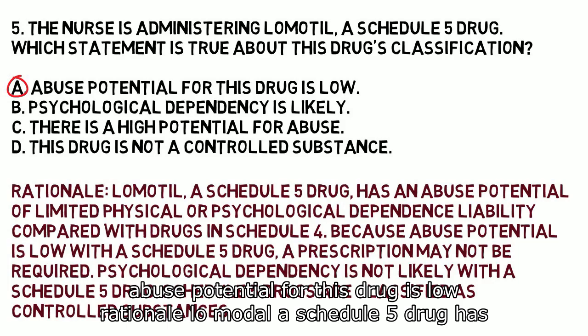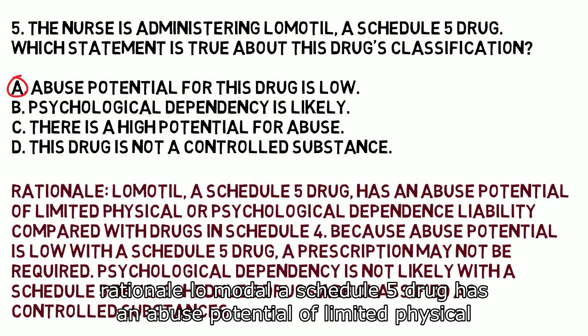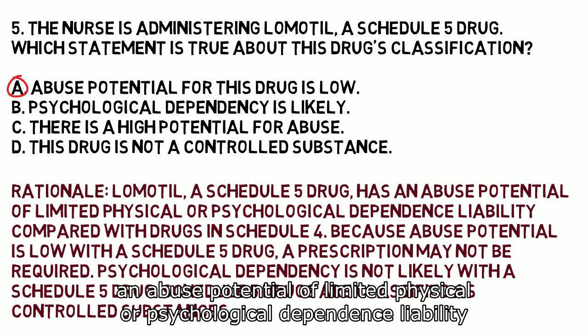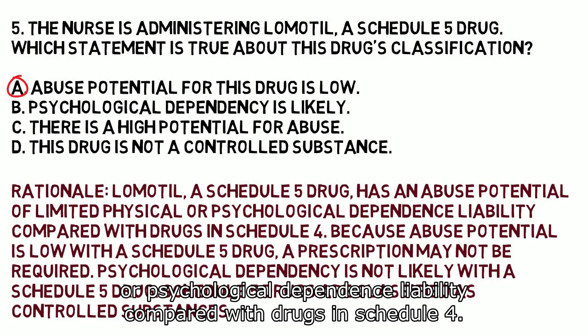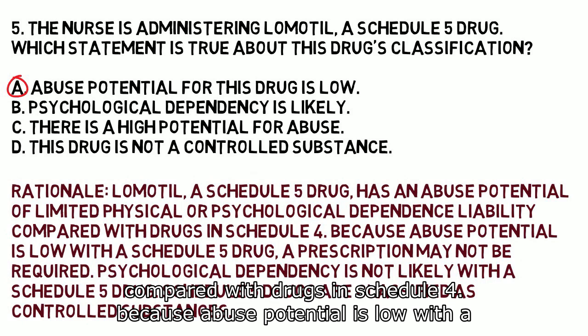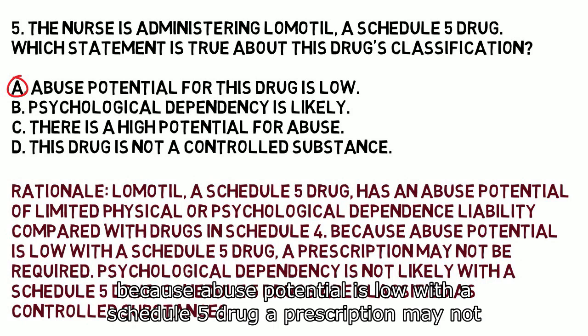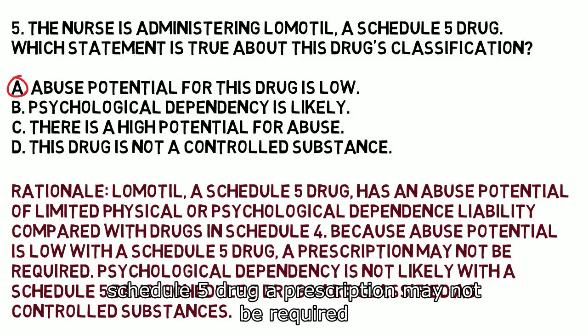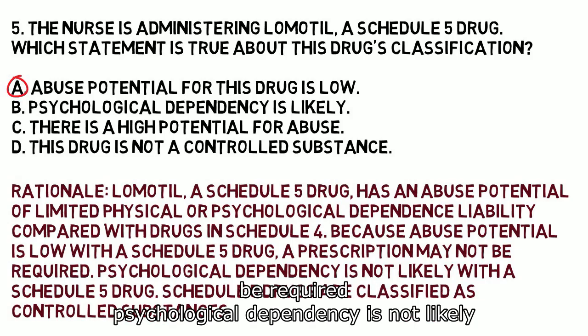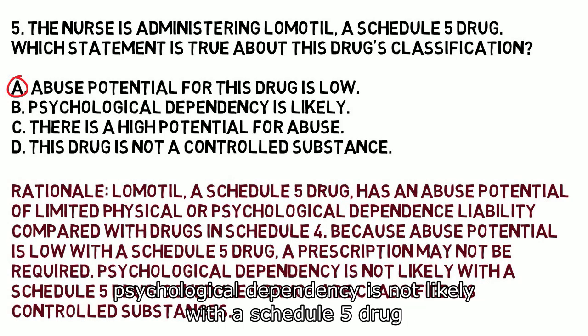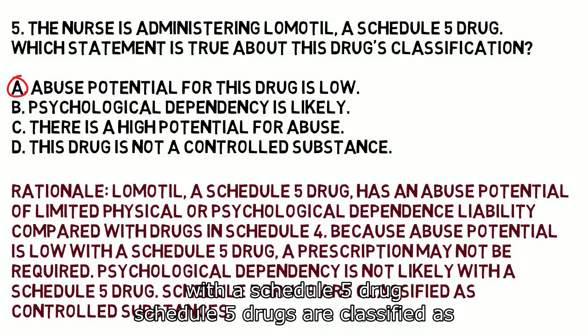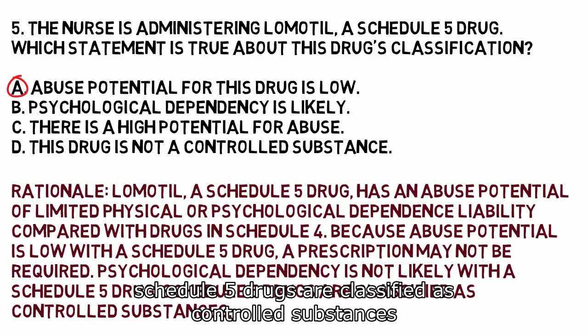Rationale: Lomotil, a Schedule 5 drug, has an abuse potential of limited physical or psychological dependence liability compared with drugs in Schedule 4. Because abuse potential is low with a Schedule 5 drug, a prescription may not be required. Psychological dependency is not likely with a Schedule 5 drug. Schedule 5 drugs are classified as controlled substances.